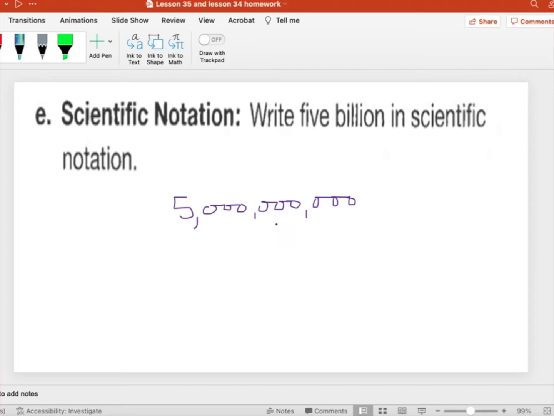So 5 billion. And now when we're changing this to scientific notation, our decimal is going to move right here, right after the first non-zero number. So we're moving 1, 2, 3, 4, 5, 6, 7, 8, 9 places. So it's going to be 5 times 10 to the 9. Okay, now 5.0 times 10 to the 9 is correct also. Sometimes we just don't write that 0. Both of those would be considered correct.